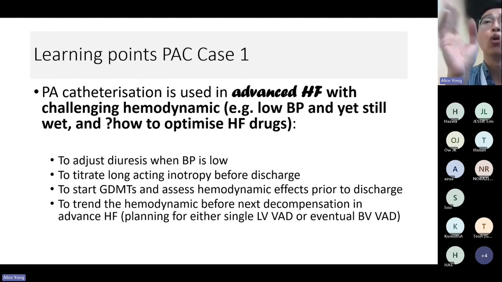mechanical circulatory support to order next time when the patient decompensates. We can confidently tell Dr. Teo maybe, okay, this one has biventricular failure. Can we get a biventricular VAD, things like that, or just a single VAD?